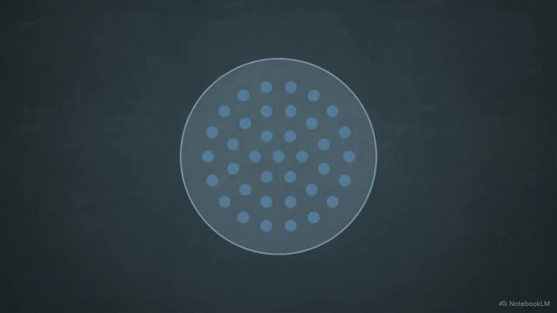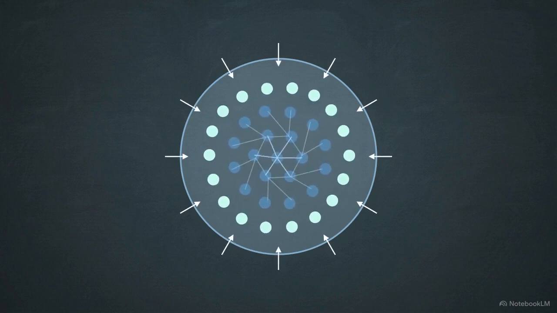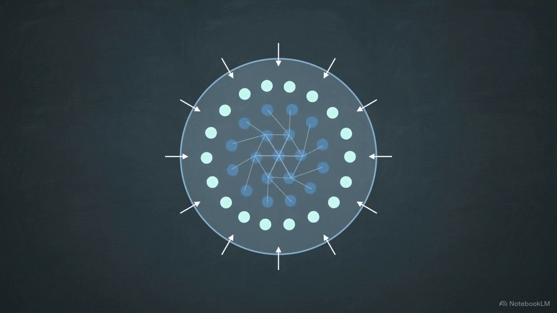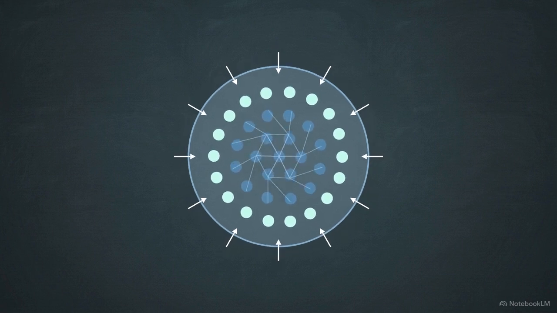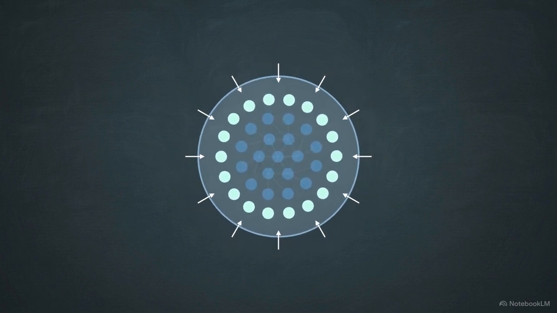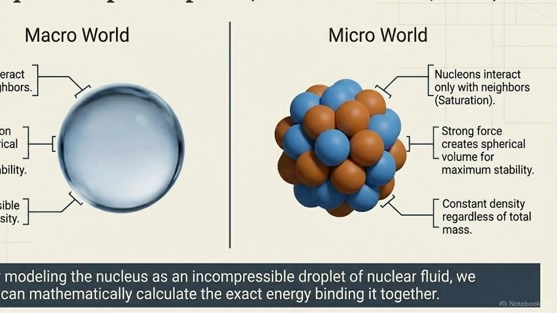In a drop of water, this shape is driven by surface tension. Molecules inside the drop interact tightly with their neighbors through cohesive and adhesive forces, pulling the liquid inward into a tight sphere. This diagram shows how that maps to the microworld. Inside the nucleus, a similar surface tension exists, driven by the strong force. Nucleons interact fiercely with immediate neighbors to reach a saturation point, creating that same spherical volume for maximum stability.